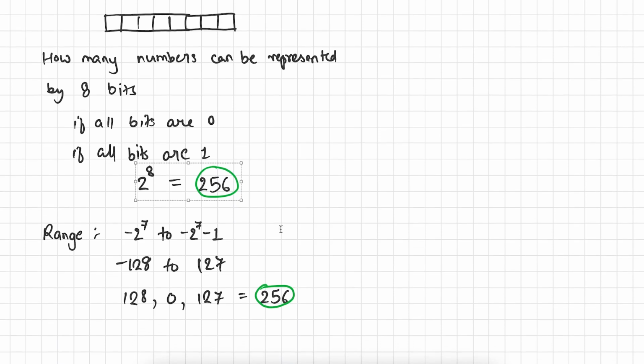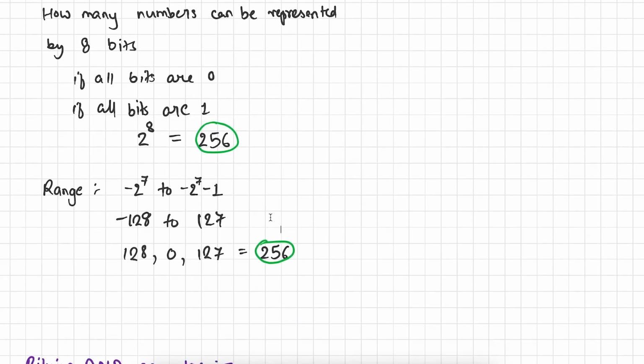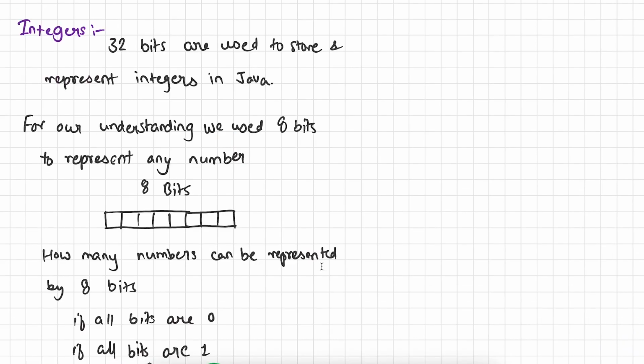Okay. And if I ask you what will be the range of the numbers, then in the case of integers, as integers also have negative numbers, the range comes out to be minus 2 to the power 7 to 2 to the power 7 minus 1. It means minus 128 to 127. And how many numbers are there between minus 128 and 127? There are 128 negative numbers and one is 0, which means all the bits are set to 0. It gives 0. And 127 are positive numbers. So if we total all the numbers, we get 256 numbers, right? Okay. So this is all about how Java uses 32 bits to store and represent integers.